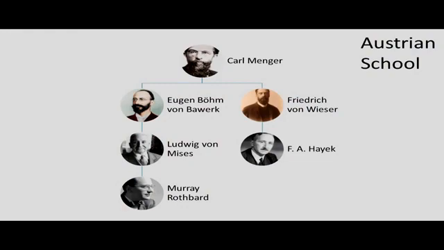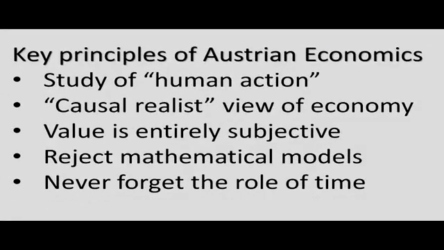The founder of the school was Karl Menger, who was writing in the 1870s. He had two outstanding students, Eugen Böhm-Bawerk and Friedrich von Wieser, each of whom had their own outstanding students in Ludwig von Mises and F.A. Hayek, respectively. So that's who they are, but what is Austrian economics?